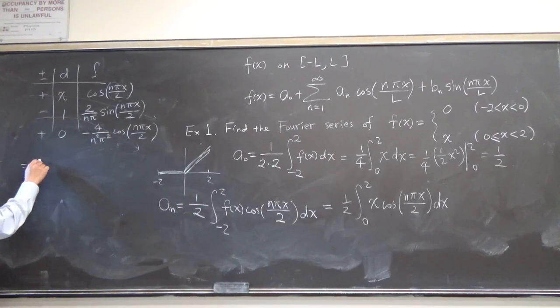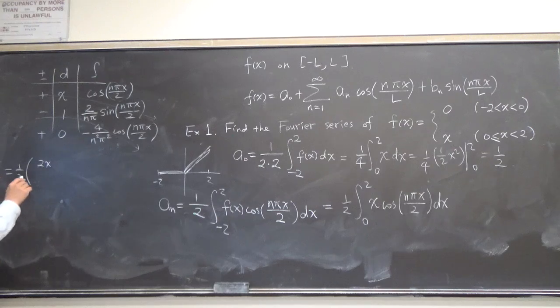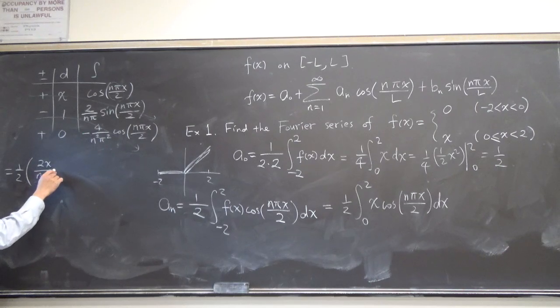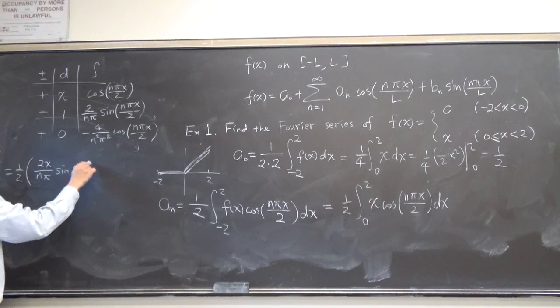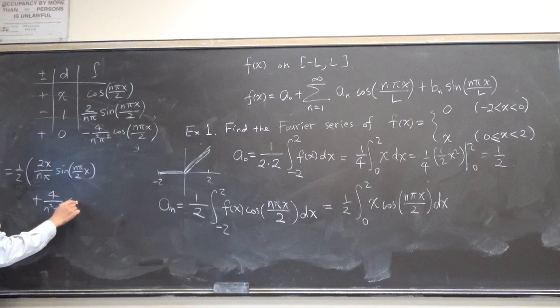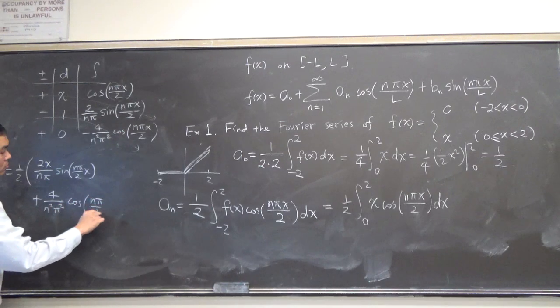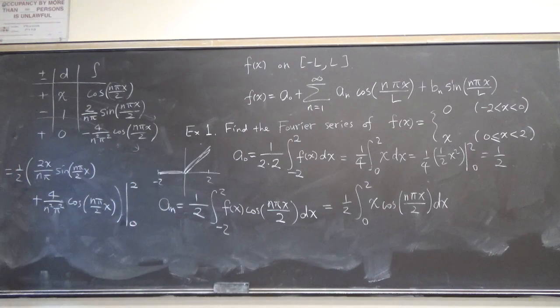So you get the following integral. The integral is 2x. Well, don't forget the 1/2 in front. It's very easy to forget the coefficient. Okay, 1/2 in front is here. 2x over n pi times sine n pi over 2 x, and then plus 4 over n squared pi squared cosine n pi over 2 x. Then you plug in 2 and 0.